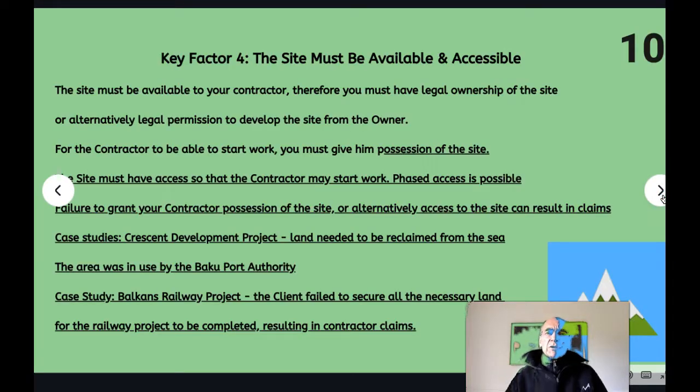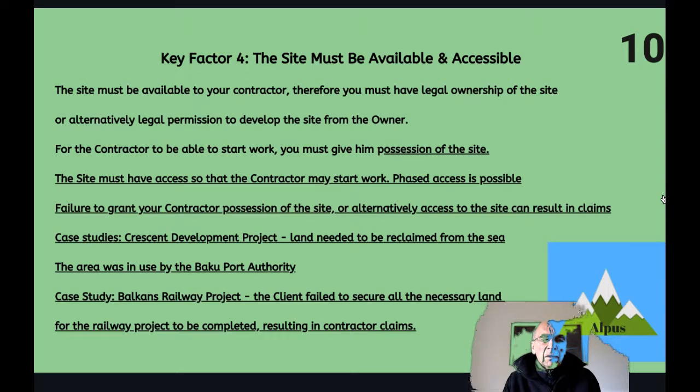Key factor 4, the site must be available and accessible, so you need to have legal ownership of the site before you grant the contractor permission and possession of the site. You need to therefore acquire the site or have the owner's permission if you're doing a joint venture with the owner. You need the legal access. If you fail to provide the legal access, then you may well get claims from the contractor for delays to his work.